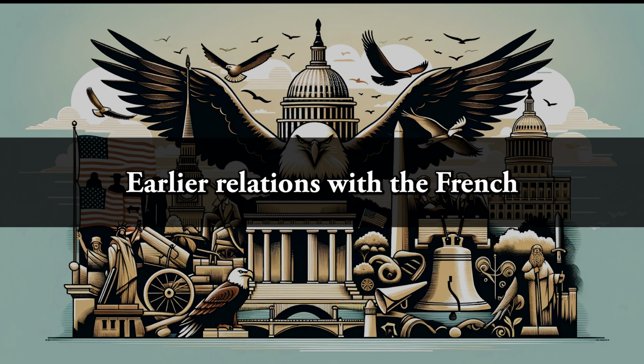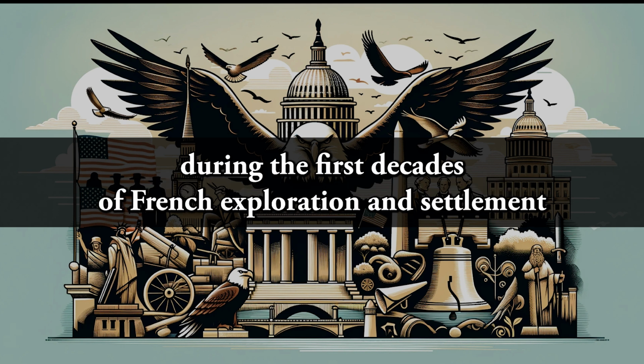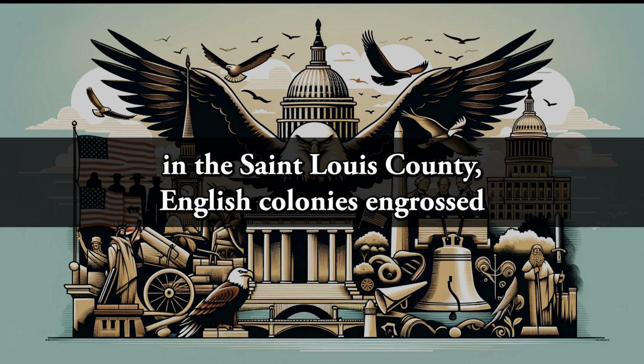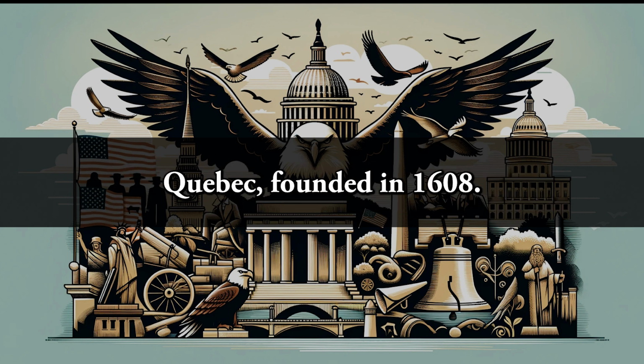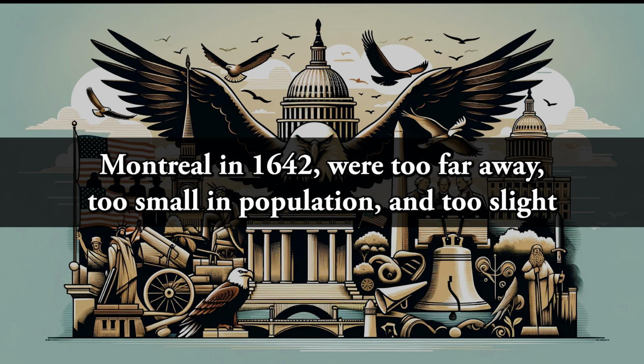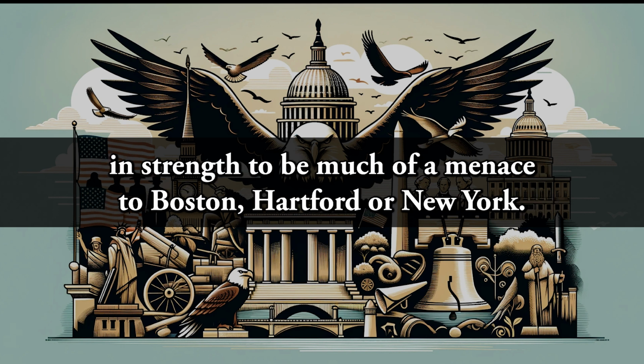Early relations with the French. During the first decades of French exploration and settlement in the St. Lawrence country, the English colonies, engrossed with their own problems, gave little or no thought to their distant neighbors. Quebec, founded in 1608, and Montreal in 1642 were too far away, too small in population, and too slight in strength to be much of a menace to Boston, Hartford, or New York.